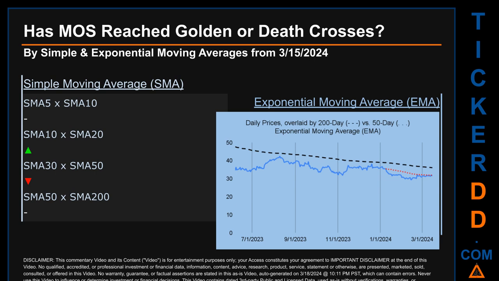Continuing with SMA, we looked across the 5 to 10, the 10 to 20, and the 30 to 50-day ranges to see if golden and death crosses had been reached. We found golden cross signal for the 10 to 20. We found death cross signal for the 30 to 50. We could not find either golden cross or death cross signal for the 5 to 10, and the 50 to 200.